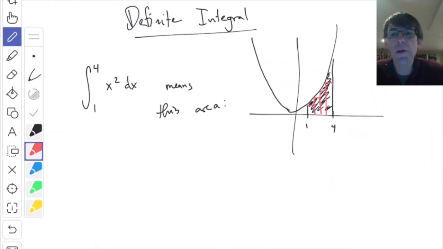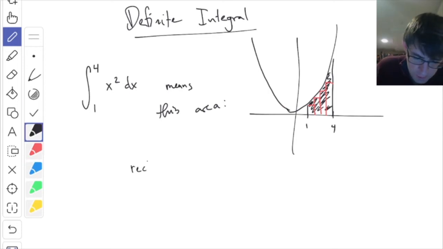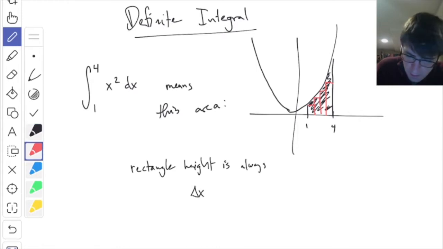All right, now there are several different variations on this basic strategy about the rectangles for us to discuss, but the rectangle width, of course, is always this delta x, which is the small horizontal width of each rectangle.